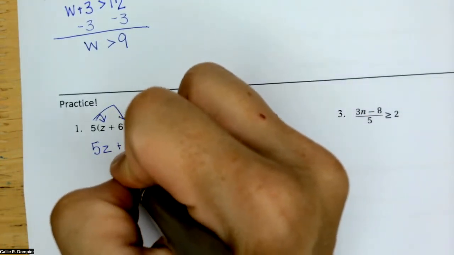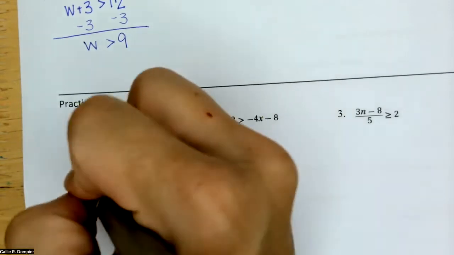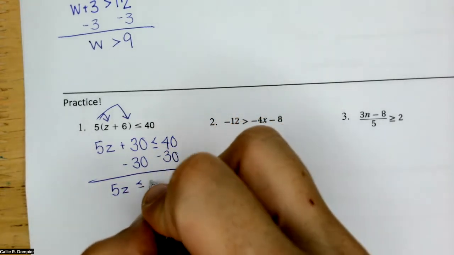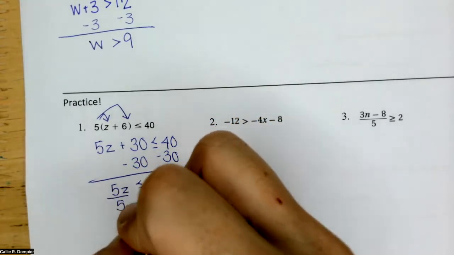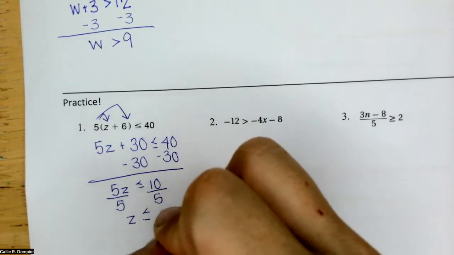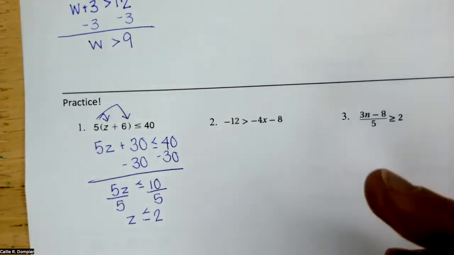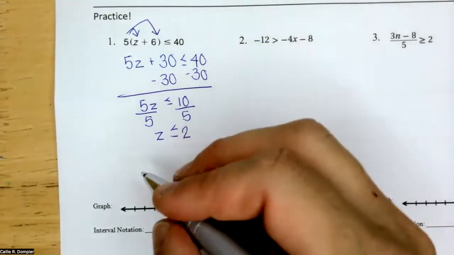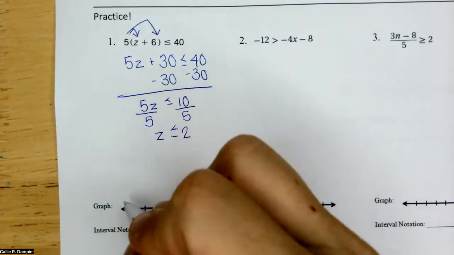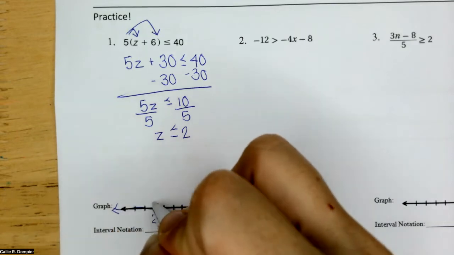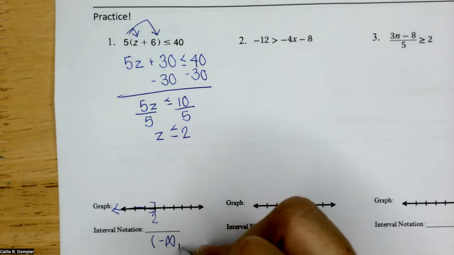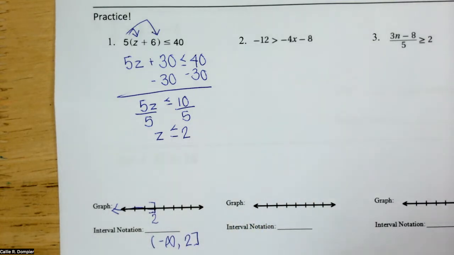So we're going to subtract the 30. 5z is less than or equal to 40 minus 30 is 10, divided by 5, divided by 5. Z is less than or equal to 10 divided by 5 is 2. The graph for z is less than or equal to 2. We'll start with 2. We're going to go in the less than direction, and it could be equal to, so it's going to be a bracket. So that'll be -infinity, 2, bracketed.